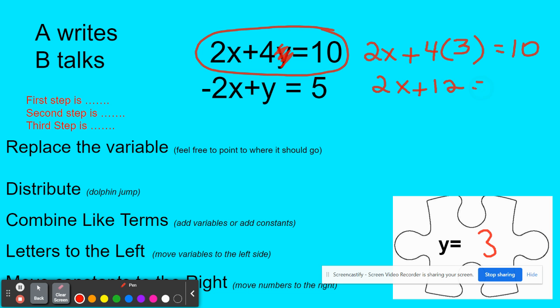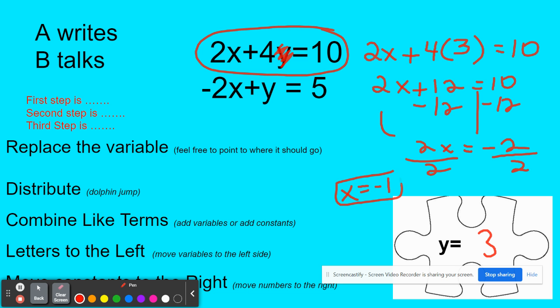2x plus 12 equals 10. Subtract 12. 2x equals negative 2. Divide by 2. x equals negative 1. Okay? There we go. Let's go to the next one. We got this.